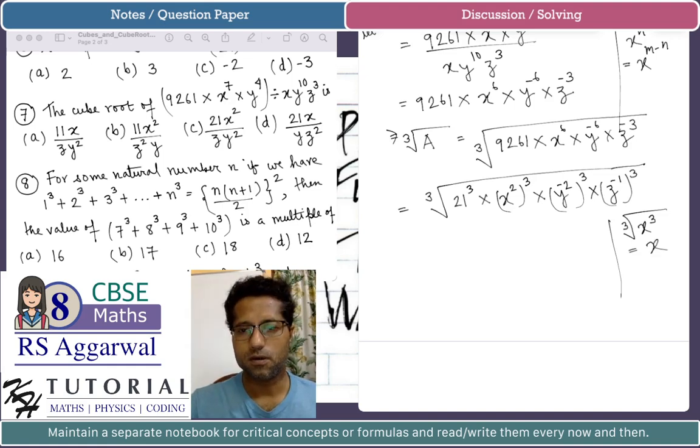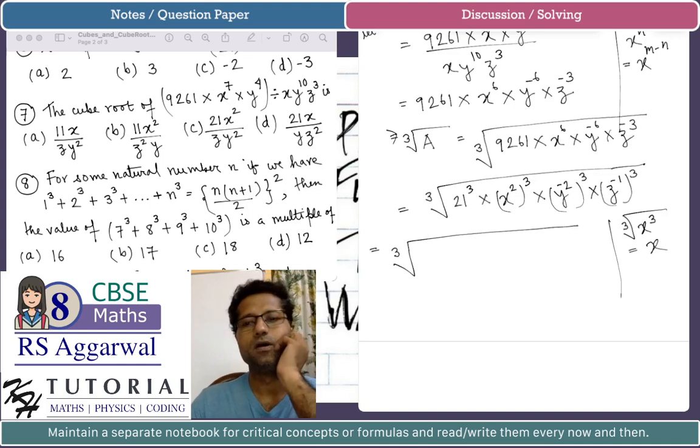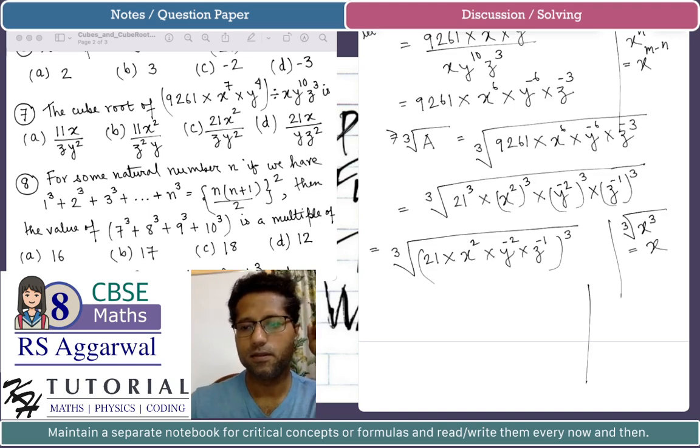So now, since all the exponential terms inside the cube root have a power of 3, I can say this is equal to 21 multiplied by x square multiplied by y to the power minus 2 multiplied by z to the power minus 1, this whole raised to the power 3, because we know that x to the power m multiplied by y to the power m multiplied by z to the power m is equal to xyz whole to the power m.